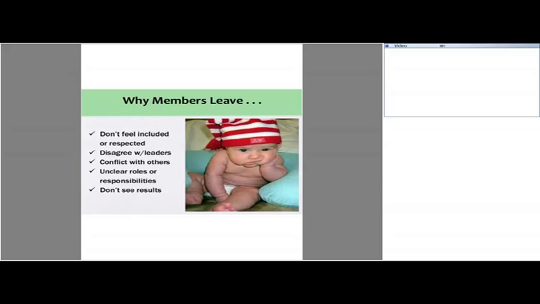So oftentimes members will leave. They won't tell you they're going to leave. They just stop coming. They stop showing up. And you don't want that to happen. You want it to be that lineup of expectant babies that I showed you on the previous slide. So how do we make sure that this happens? What do we really have to do?